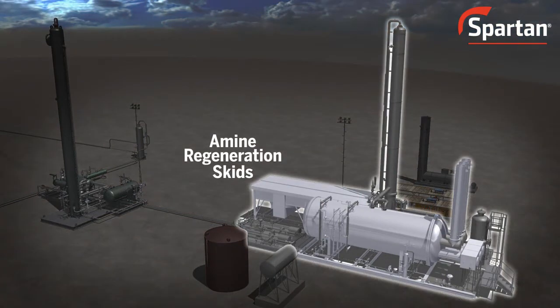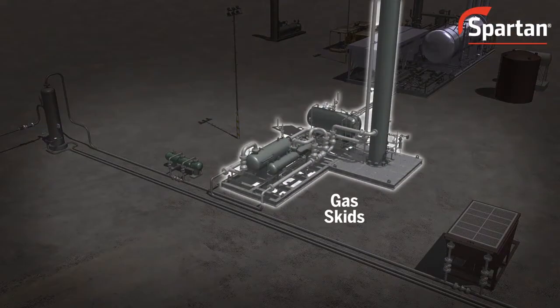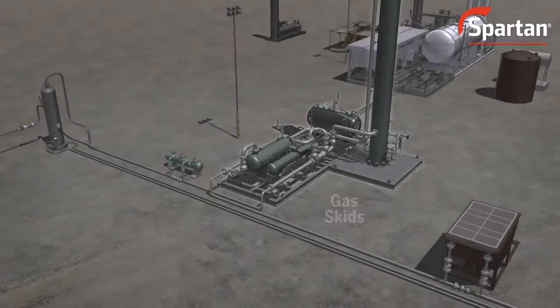The equipment on the amine regeneration skids processes rich amine into lean amine. The equipment on the gas skids processes sour natural gas with undesirable quantities of H2S and CO2 into sweet gas.